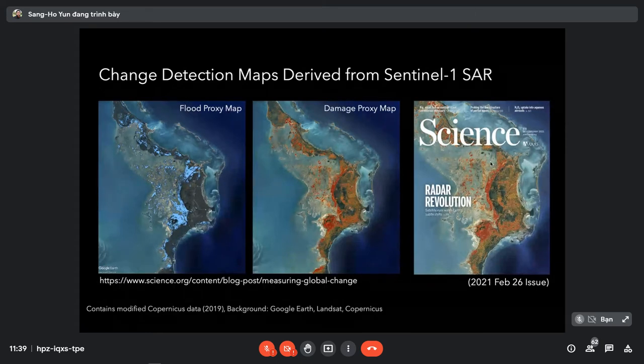It's a well-balanced article about SAR mission and data usage status. Because of that, they also named this issue Radar Revolution.